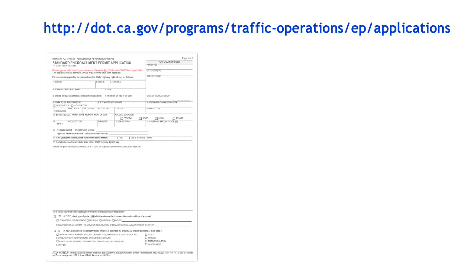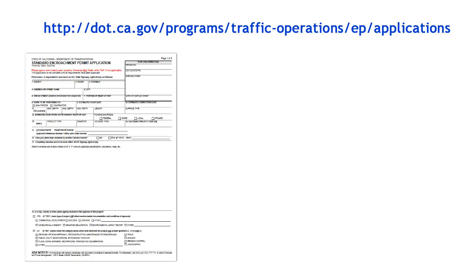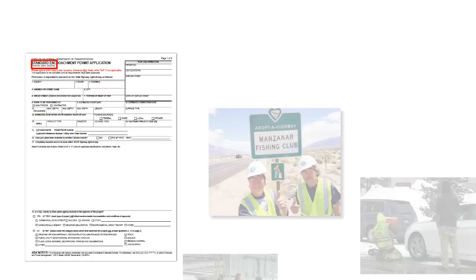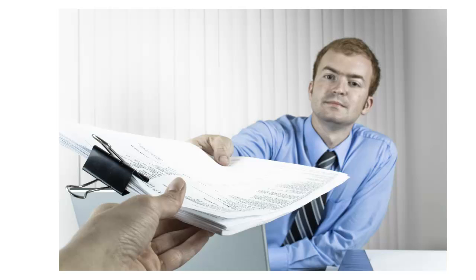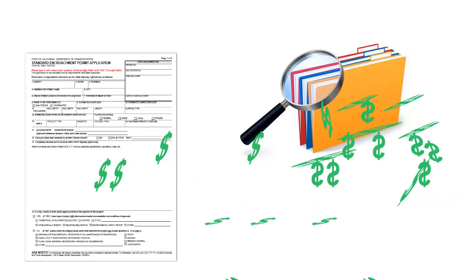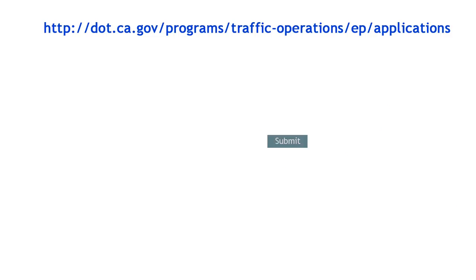This video explains what constitutes a complete standard encroachment permit application package using application form TR0100, but does not cover adopt a highway, chain installer, or filming permit application packages. We will now review each of the three basic parts of a standard encroachment permit application package. First, the application, then the supporting documents, and finally, the fees. Let's start with the application form.